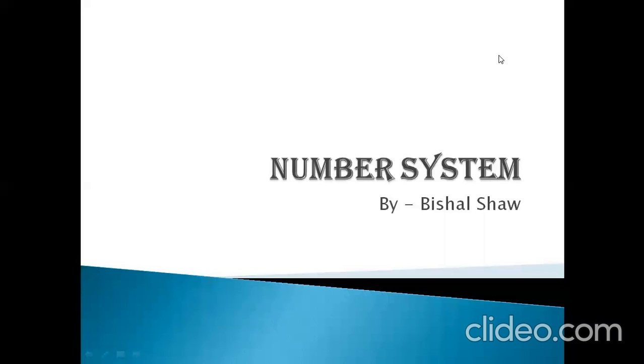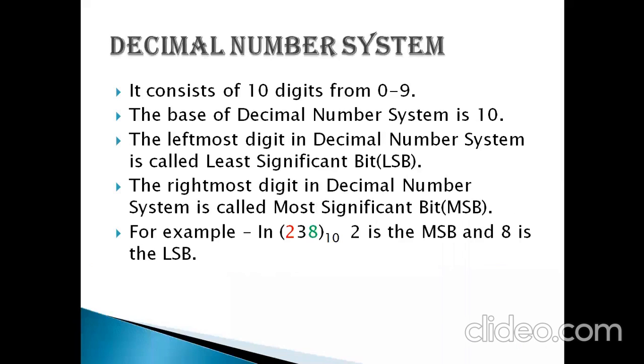So good morning students. This is our second class on number system. Today we are going to look into the four types of number system and we are going to convert the number system from one type to the other. So the first one is decimal number system. It consists of 10 digits from 0 to 9. So we have 10 digits 0, 1, 2 and so on till 9.